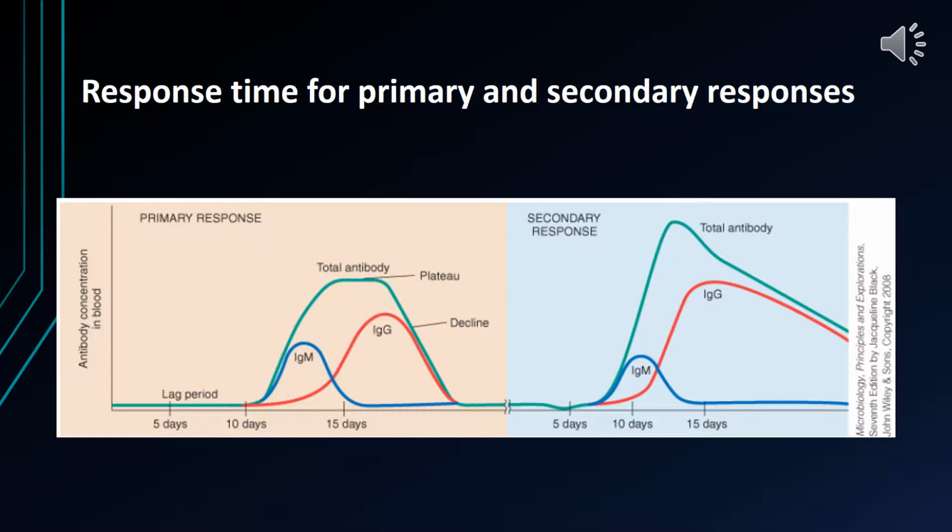And then once we've destroyed it, we go into this decline of the antibodies because we no longer need them. However, in the secondary response, we start producing antibodies at around 5 days, so already we're twice as fast. And then we spike up the total antibody production very quickly and quickly destroy the pathogen. And then our total antibodies within the body begins to decline.